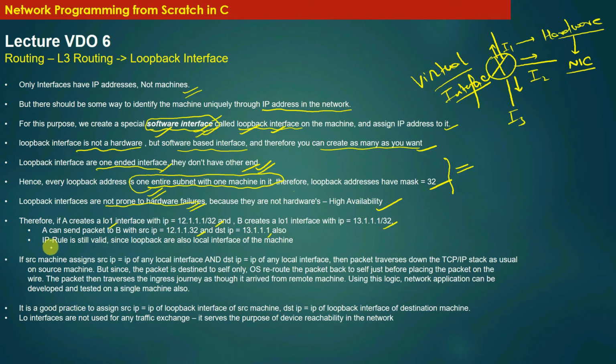Also, note that the IP rule is still valid. Why is the IP rule still valid? Because at the end of the day, loopback interfaces are also local interfaces. So as long as you are specifying the IP address of any local interface of a source machine or the IP address of any local interface of a destination machine, the packet will reach the destination machine. So the IP rule is still valid. It's just that it's good practice to specify the source IP address and destination IP address as the IP addresses of loopback interfaces.